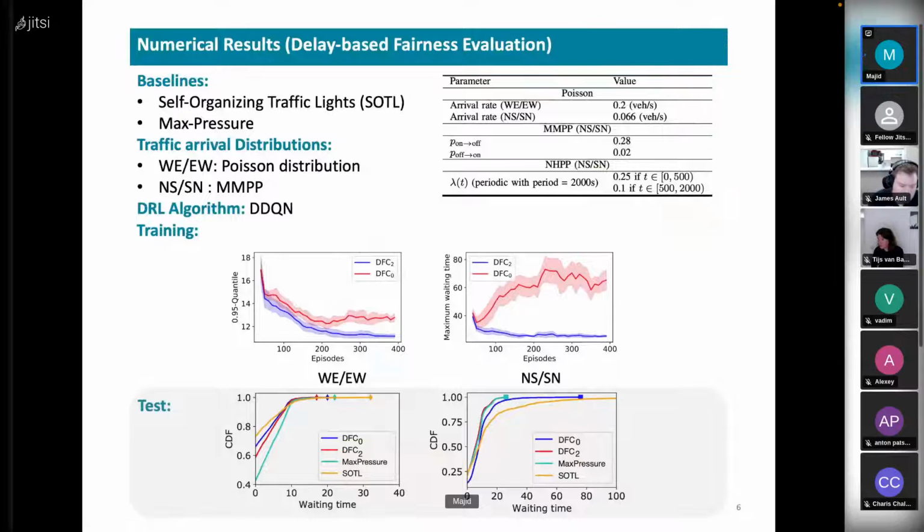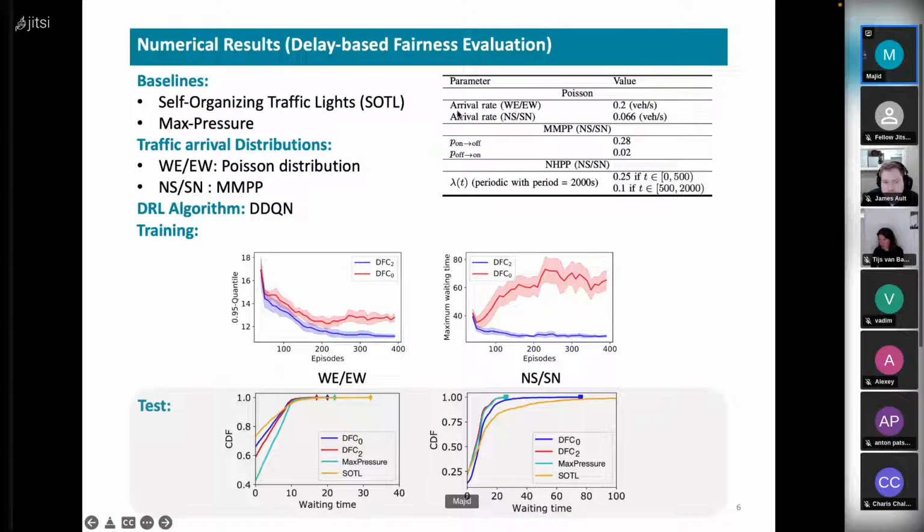Now here are some of our experiments. For the baselines, we're using two traditional methods. One is self-organizing traffic light, which is a threshold-based method, and the other one is max pressure, which gives the way to the direction which has the maximum pressure, where the pressure is defined as the difference between the queue lengths of different lanes of the approaches of that traffic flow.